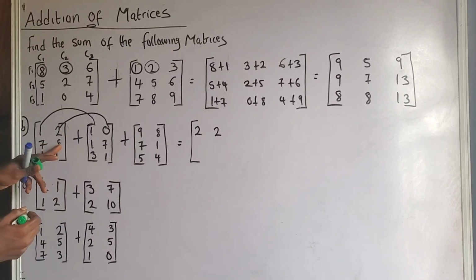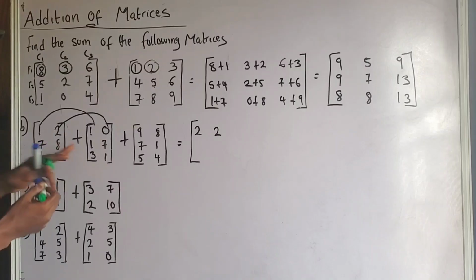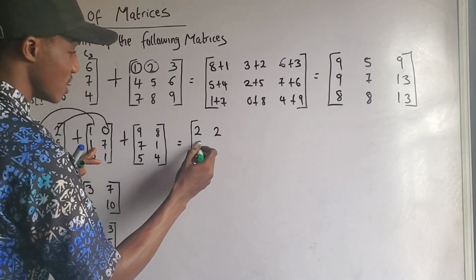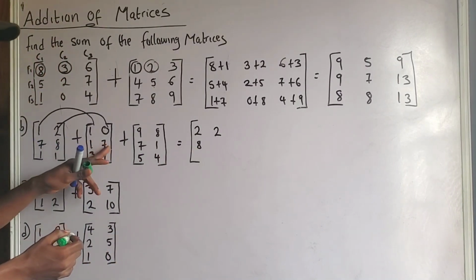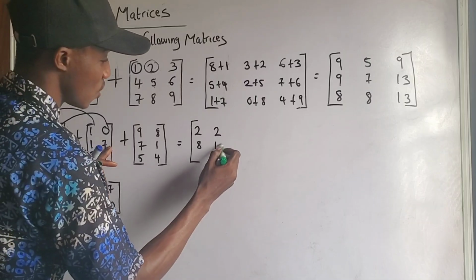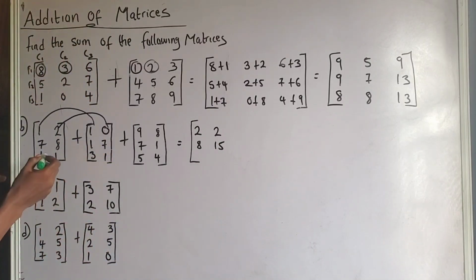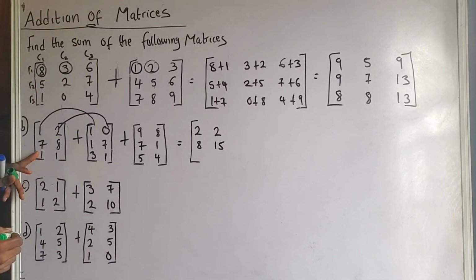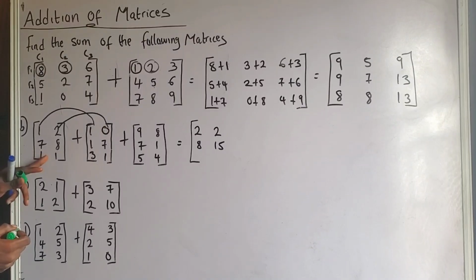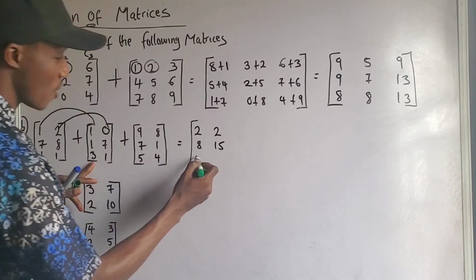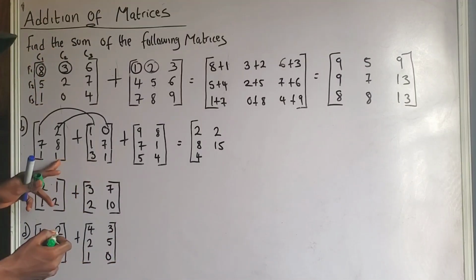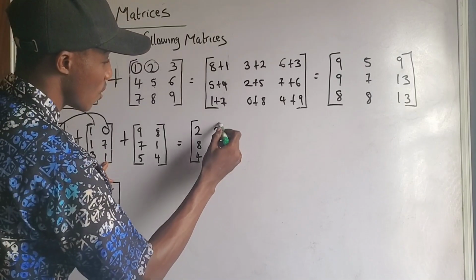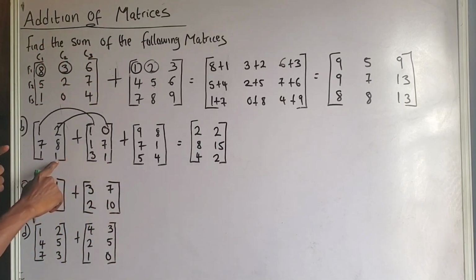Second row is 7, 8, and 1, 7. So this 7 plus 1. 7 plus 1 is what? Is 8. Then 8 plus 7, that is what? 15. So I'm going to have 15 here. Now we are done with the second row. Now let's proceed to the third row. The third row consists of 1, 1, 3, 1. Okay, for this I'm going to have 1 plus 3. That is 4, right? Yes. Then 1 plus 1. That is what? 2. So we are done with the summation of these 2 matrices.